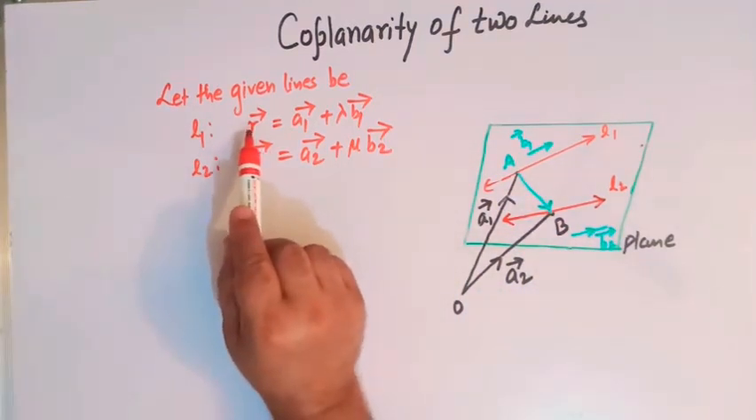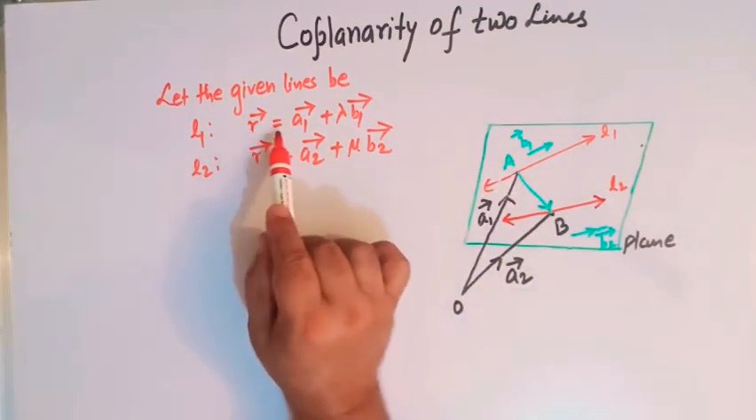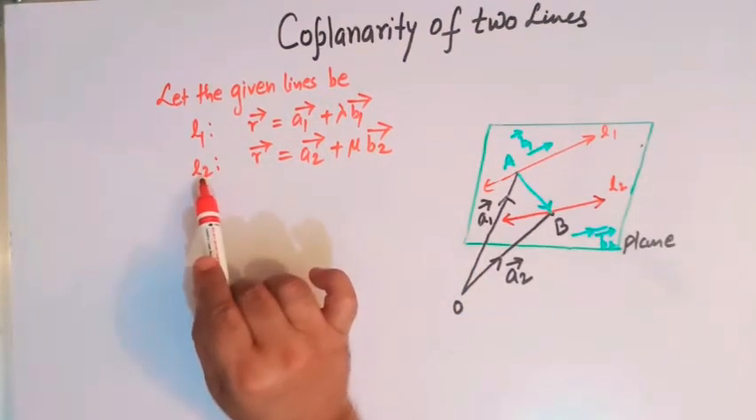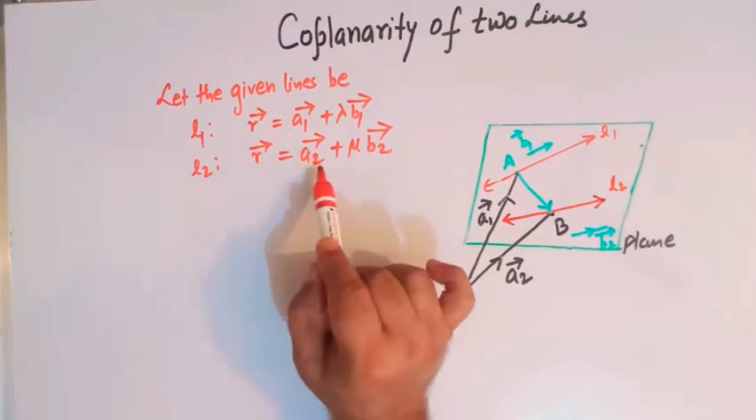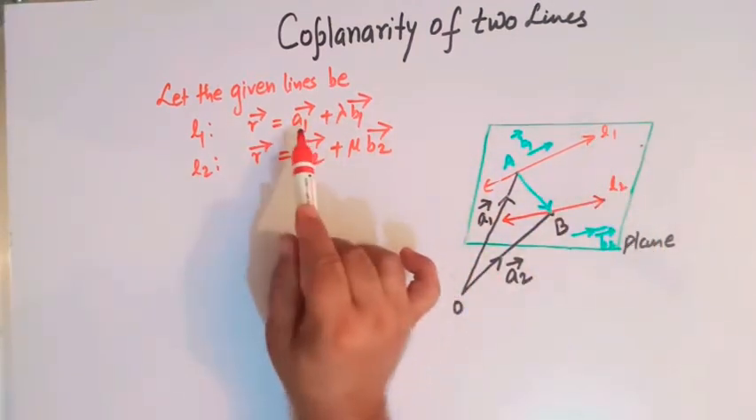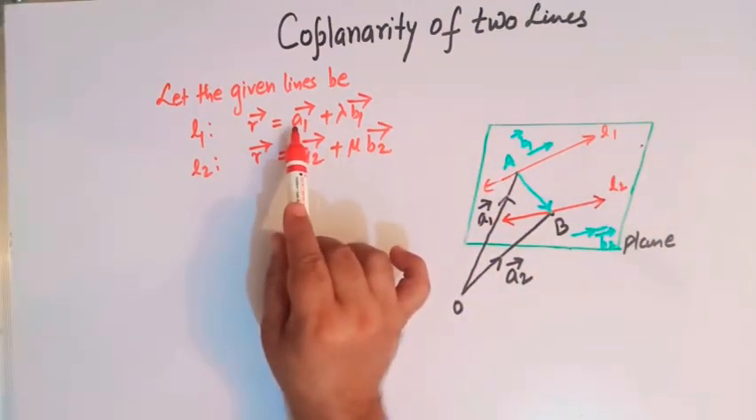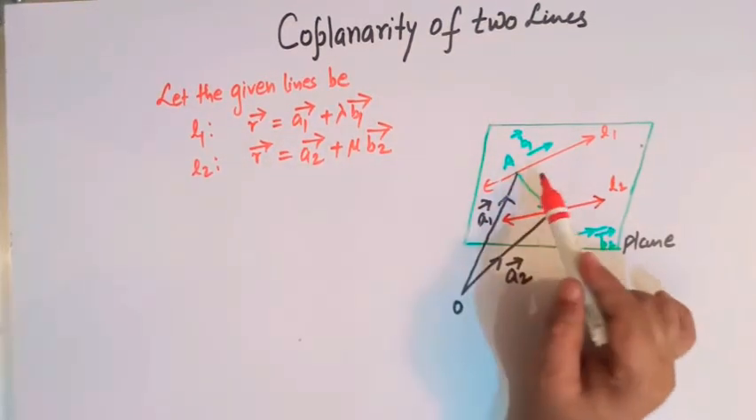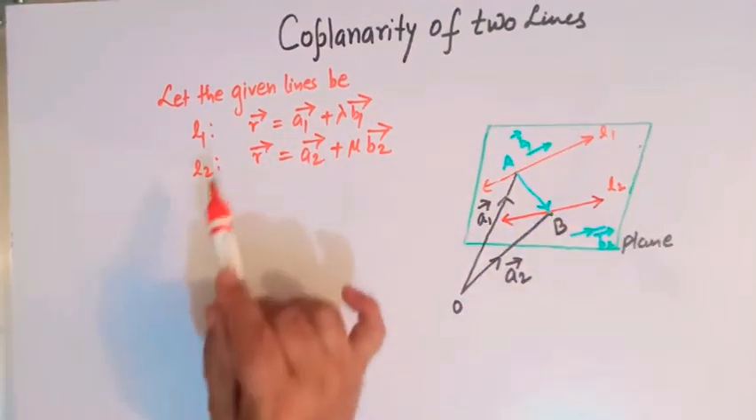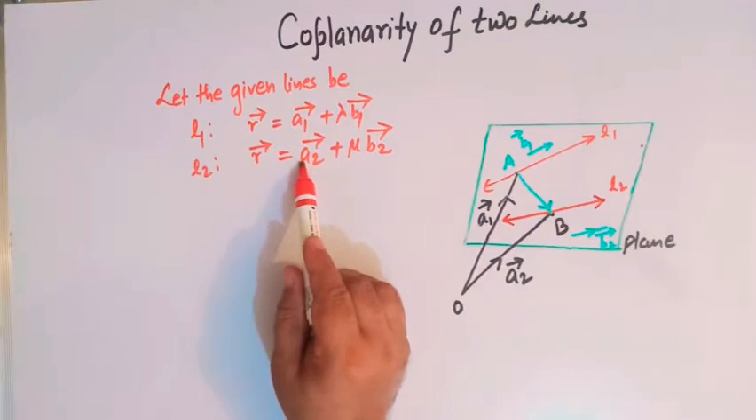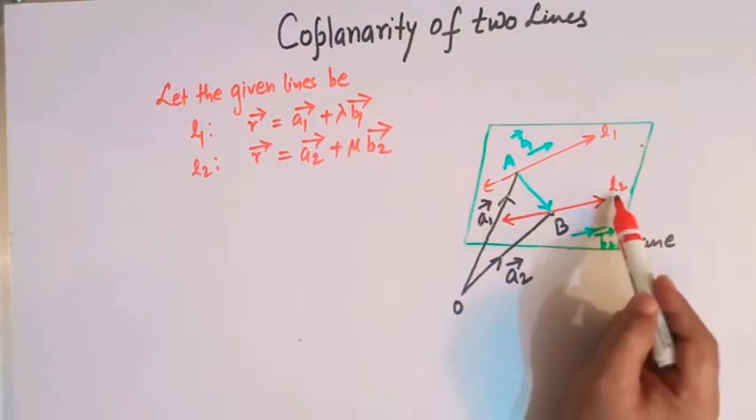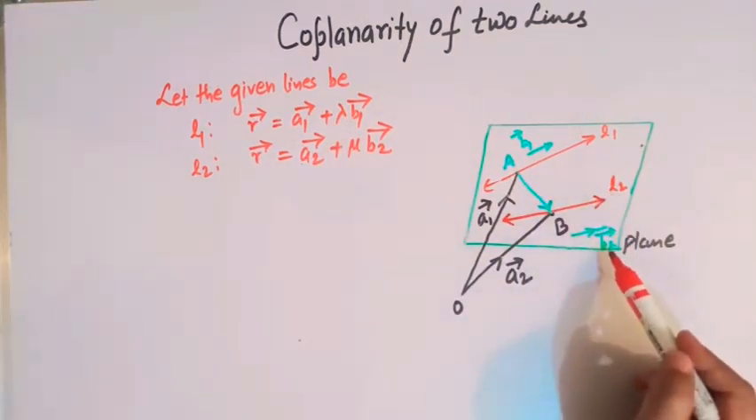Now the vector equation of the first line is vector r equal to vector a1 plus lambda times vector b1. Then we have line L2: vector r equal to vector a2 plus mu times vector b2. Here line L1 passes through the point A, whose position vector is vector a1, and the position vector of point B is vector a2. Line L1 is parallel to vector b1 and L2 is parallel to vector b2, right?